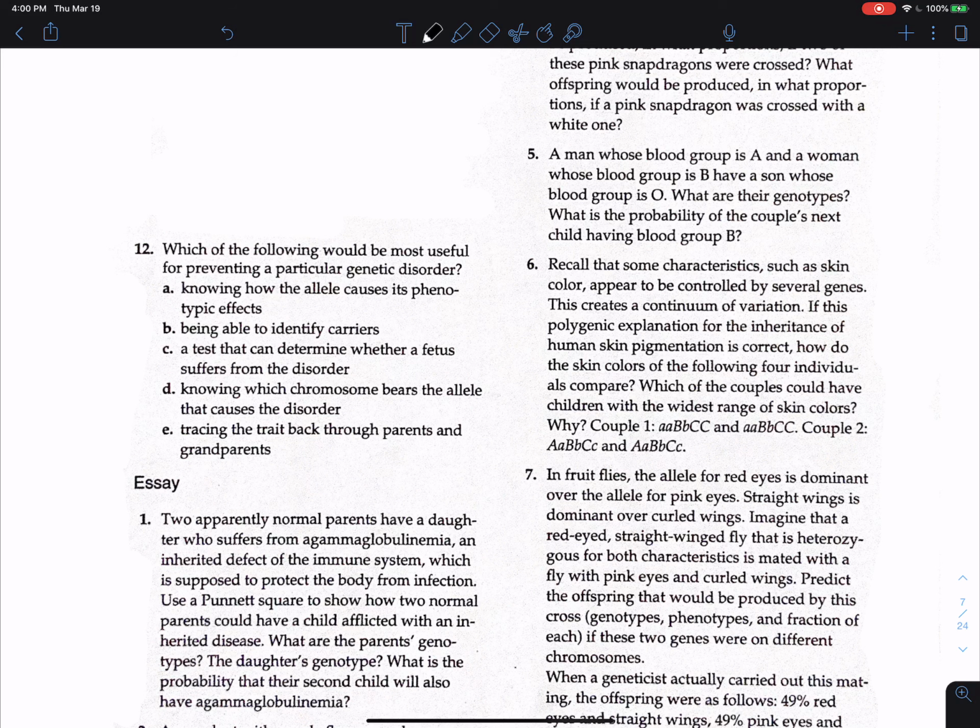And then the last multiple choice question for number 12. Which of the following would be most useful for preventing a particular genetic disorder? Most useful would be being able to identify carriers. Okay? If you're able to identify carriers of a disease, well, now you know who is most likely to pass it on.